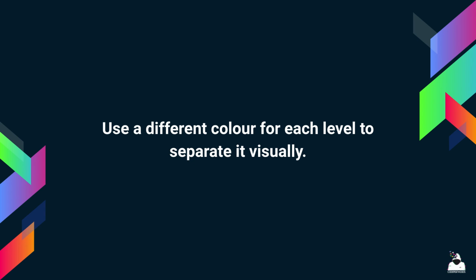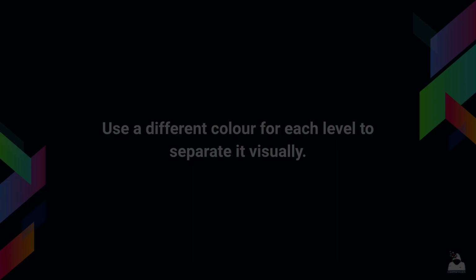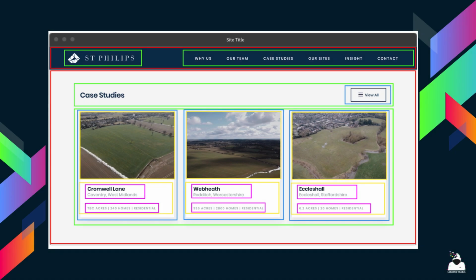So you can use different color for each level to separate visually. So if you look at this, for example, when you're developing it, you can start putting different colors around your elements just to see where they are. This is very good for debugging.